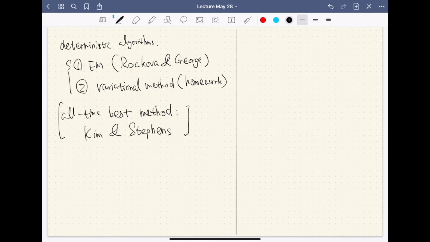So the idea is actually very simple. You still have a Gaussian linear model. Sorry, this is n-dimensional. The prior is really interesting.